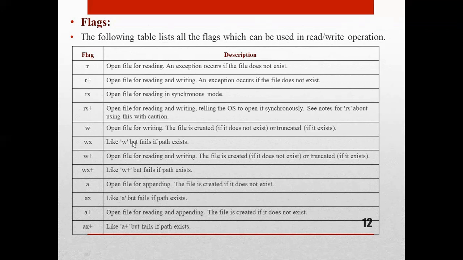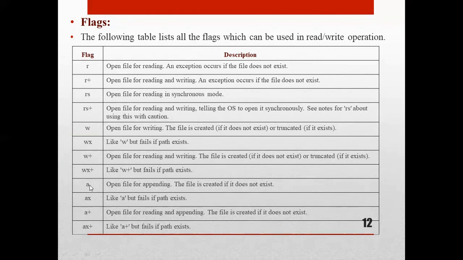Like W, it is the same as the W flag, that is open file for writing, but it fails when that path already exists. And next one is W plus. It will open the file for reading and writing, and the file is created if it does not exist, or truncated if it exists. Then similarly WX plus. It is the same as W plus, but it fails if the path of that file already exists.